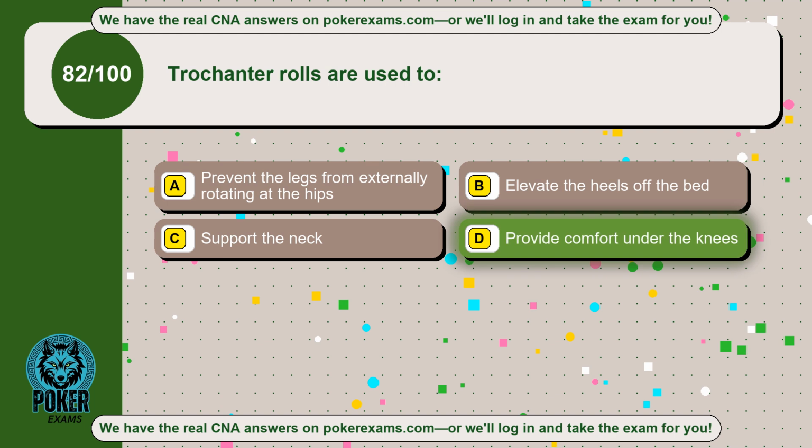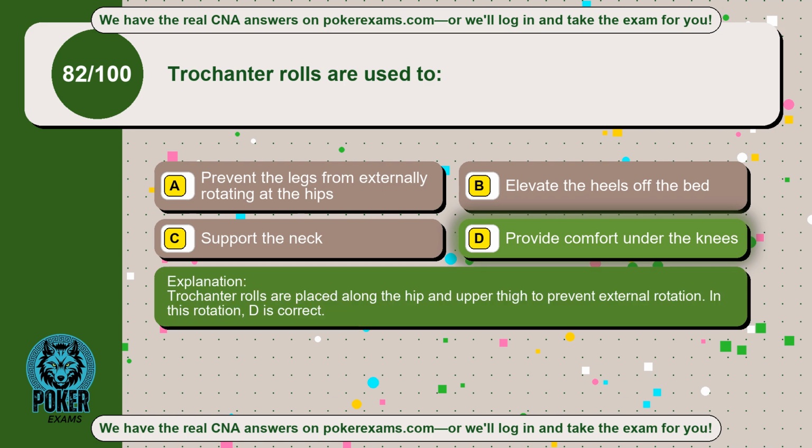The correct answer is option D: provide comfort under the knees. Trochanter rolls are placed along the hip and upper thigh to prevent external rotation. In this rotation, D is correct.